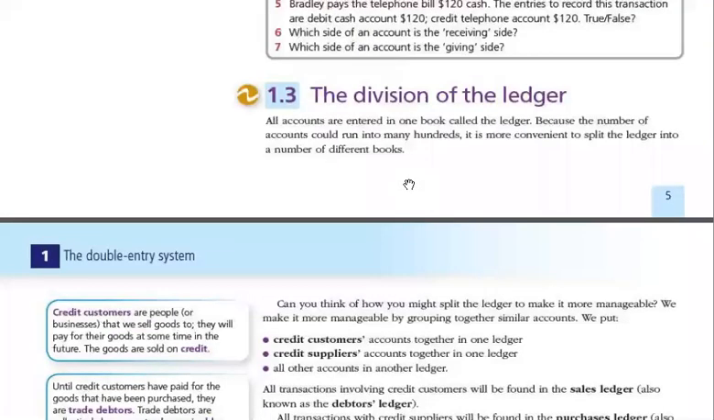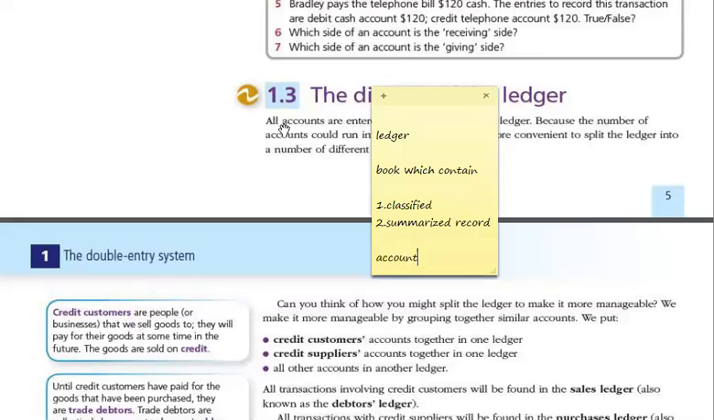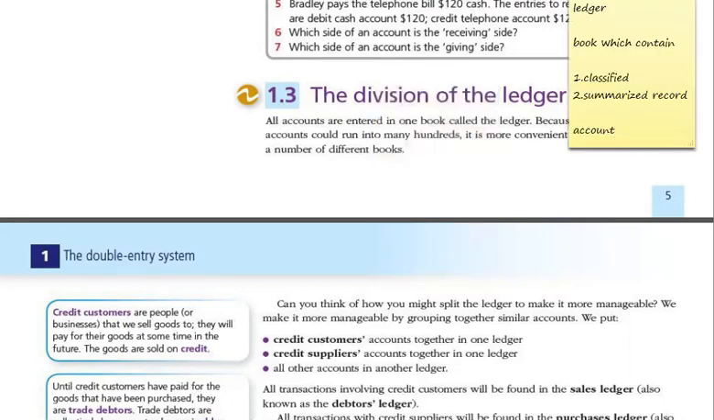Dear students, today we will discuss the ledgers. As I already told you, a ledger is a book which contains two things: number one, classified, number two, summarized record of accounts. So ledger is a book which contains classified and summarized records of accounts. You can memorize this definition for the ledgers.